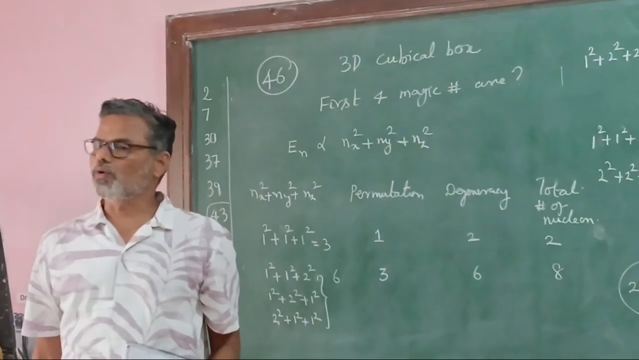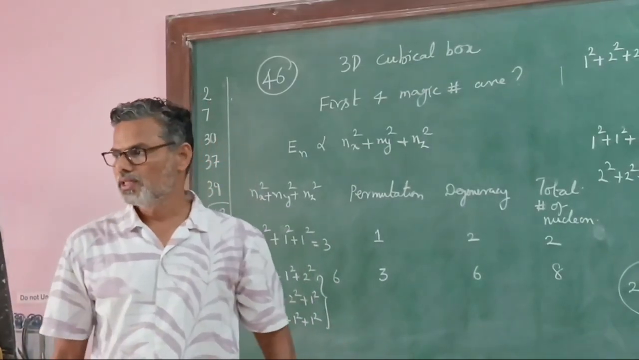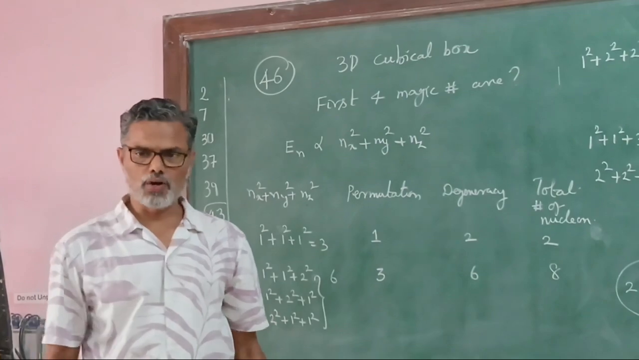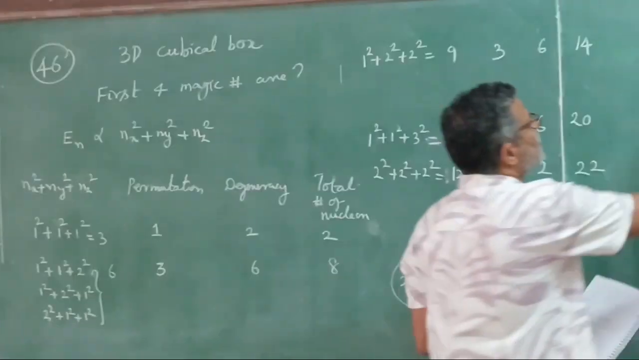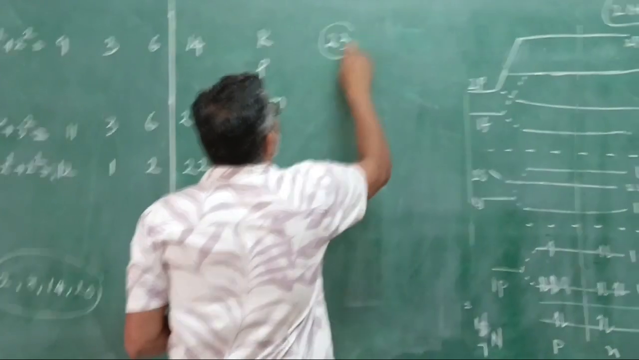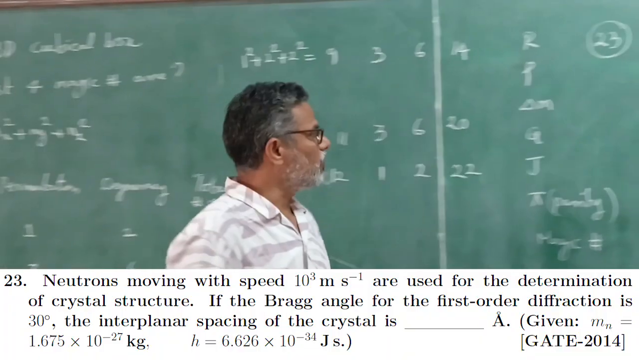The next one: just as electrons are involved in diffraction, in the same way the neutrons also can be involved in neutron diffraction. The same laws, same physics. For that, this problem number 23 will give you a better understanding.